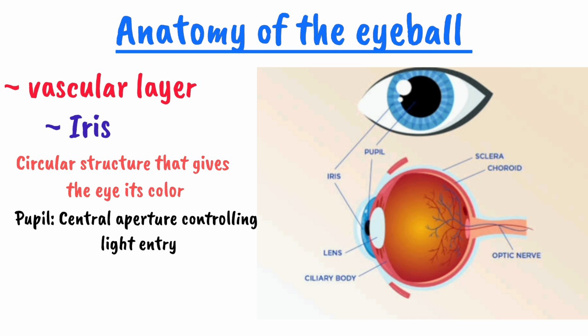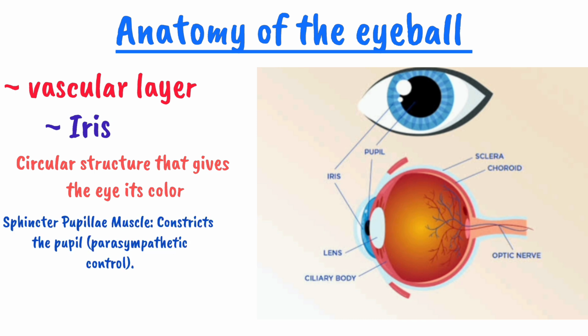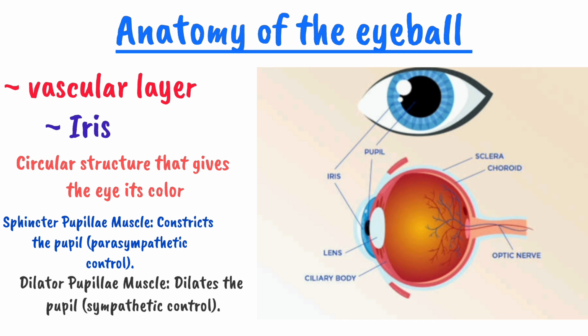Under the iris, you have the sphincter pupillae muscle and the dilator pupillae muscle. The sphincter pupillae muscle, innervated by the parasympathetic nervous system, constricts the pupil in bright conditions to reduce light intake, while the dilator pupillae muscle, innervated by the sympathetic nervous system, dilates the pupil in dim conditions to increase light entry.